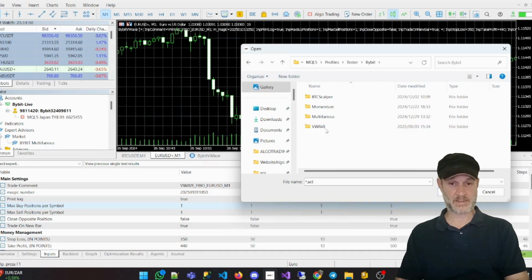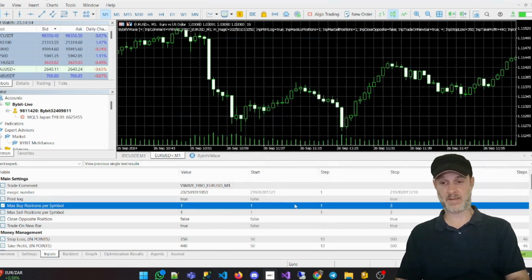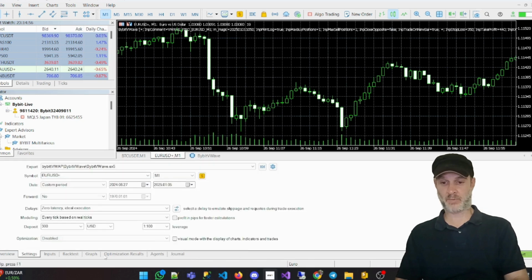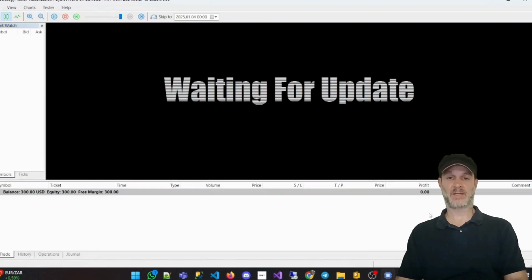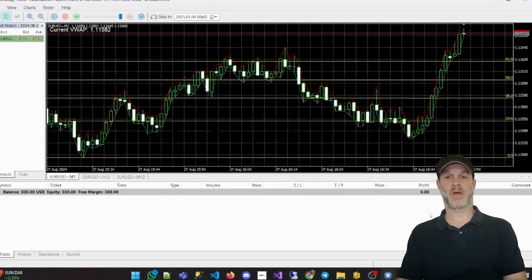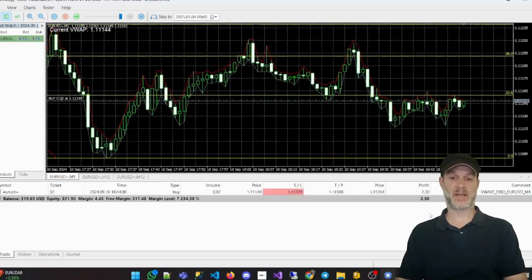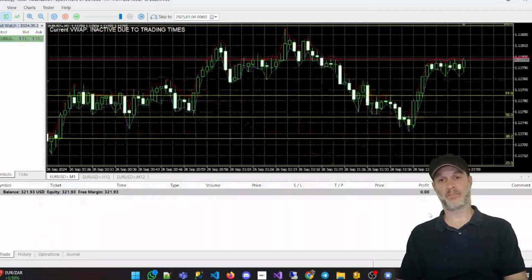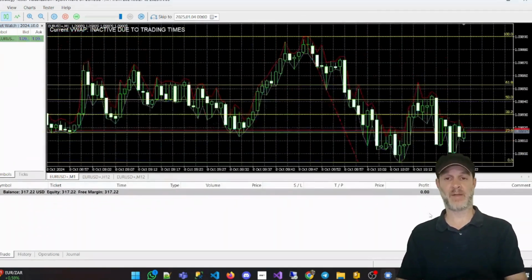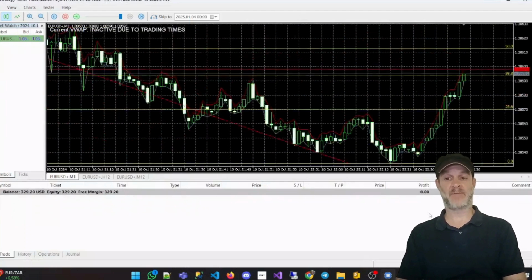All right, so let's first open up our EUR/USD set file. I'm going to run it with visualization mode on because I just want to show you what I've done. The VWAP itself stands for volume weighted average price. What it does is take the volume and calculate an average price based on volume and price movement over a certain period, and it comes up with a VWAP price.